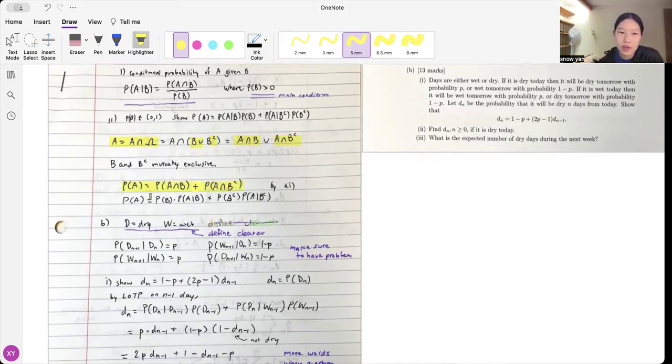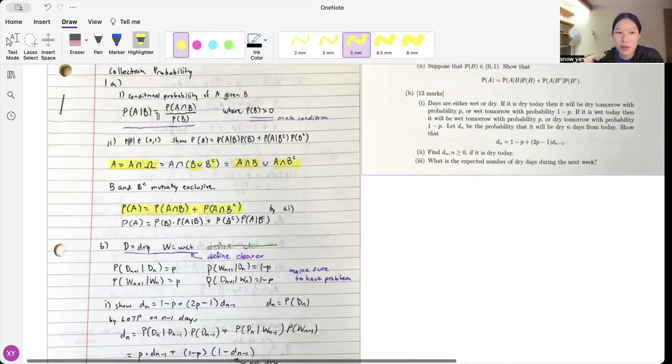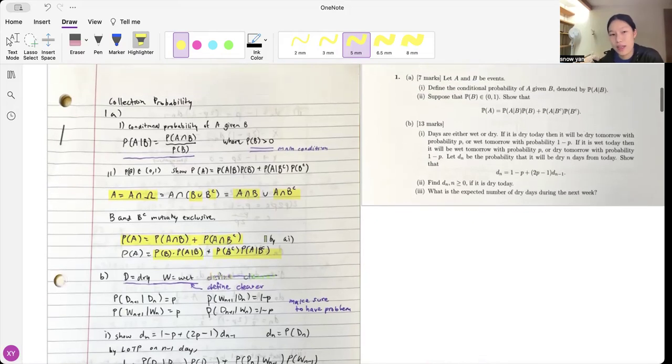Then we can rewrite this using the conditional probability from part A1 as P(B) times P(A given B) plus P(B^c) times P(A given B^c). So that's how we get to the exact form that we're trying to show, just slightly rearranged, but it's the same thing. Okay, we're done with part A. I think this is pretty standard bookwork.